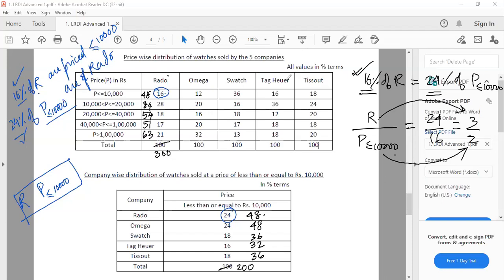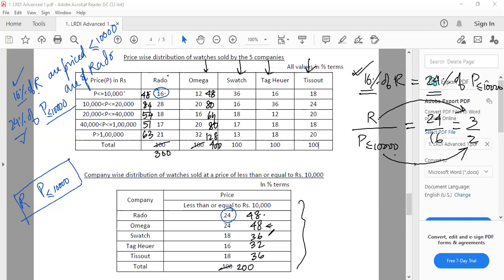Now I have to link the other columns here: Omega, Swatch, Tag Heuer, and Tissot. So how will I do that? Same method. Again, price less than equal to 10,000. Omega is 12% of Omega in that price range. We know that there are 48 such watches of Omega. So this 12 is actually 48. That means we have a multiplication factor of 4 times. So 80, 64, 80, 128. This will be 400.